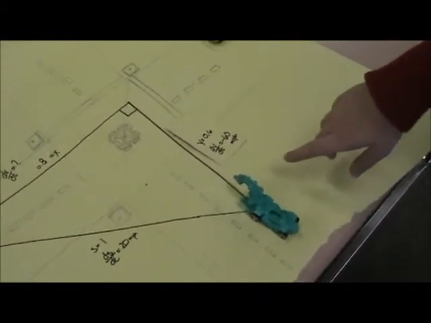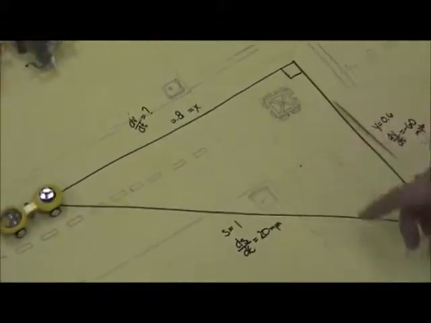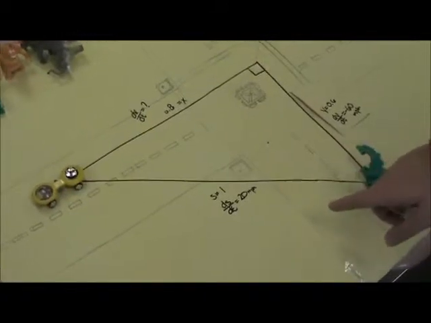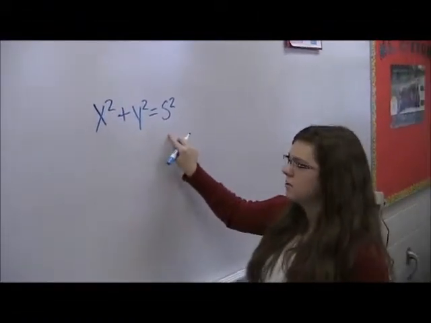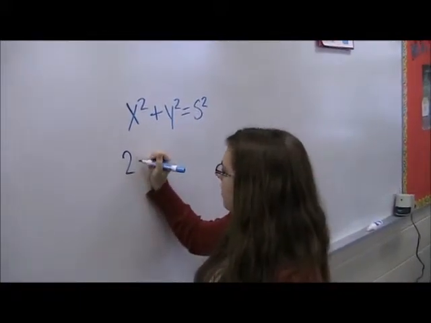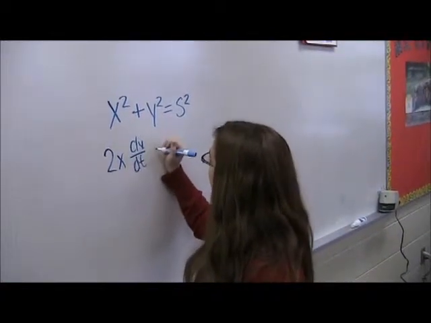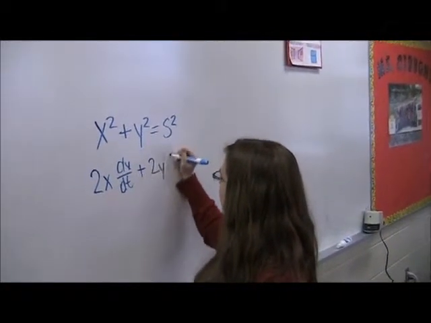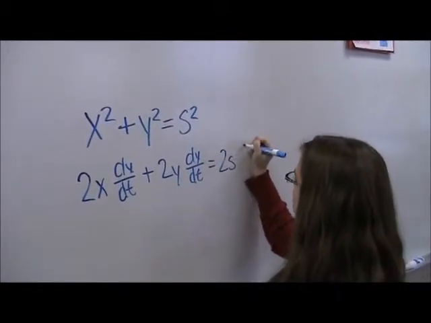The police car speed is 60 miles per hour, which is represented by negative 60 because it's going towards the intersection. The distance between the two cars is increasing at 20 miles per hour, and we're trying to find the speed of the car. Okay, so we take our equation, which is the Pythagorean theorem, because we're using a triangle, and you differentiate it. x squared becomes 2x dx/dt. y squared becomes 2y dy/dt. And s squared becomes 2s ds/dt.